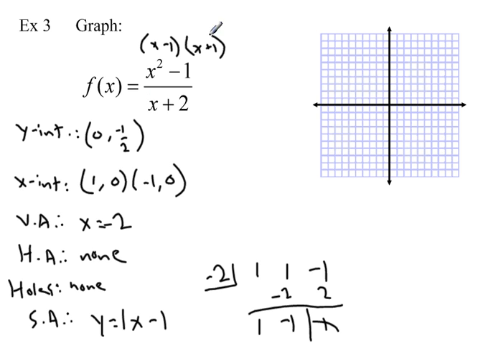Okay, so let's get everything we know. We know the y-intercept is at (0, -1), or excuse me, (0, -1/2), so that's this point right here. There are two x-intercepts at (1, 0) and (-1, 0). Okay, so that's here and here. So we've got some points clustered together right here. There's a vertical asymptote at x equals -2. So just over here, we'll see. There's a slant asymptote at y equals 1x minus 1.